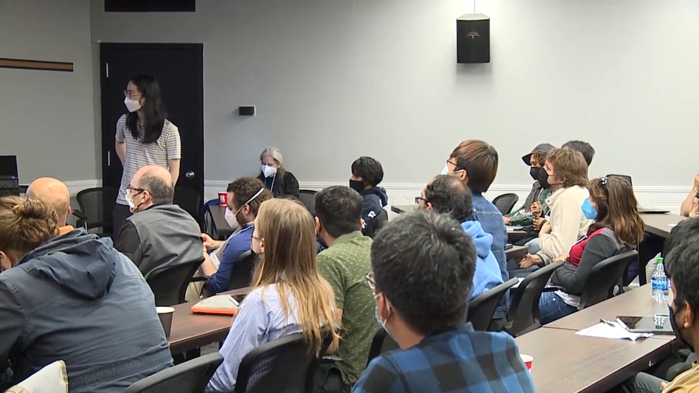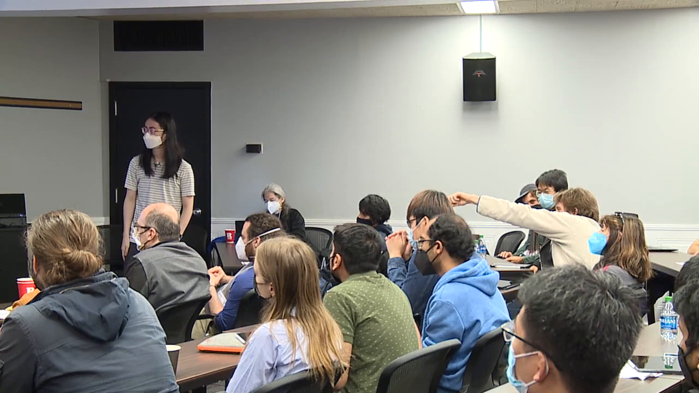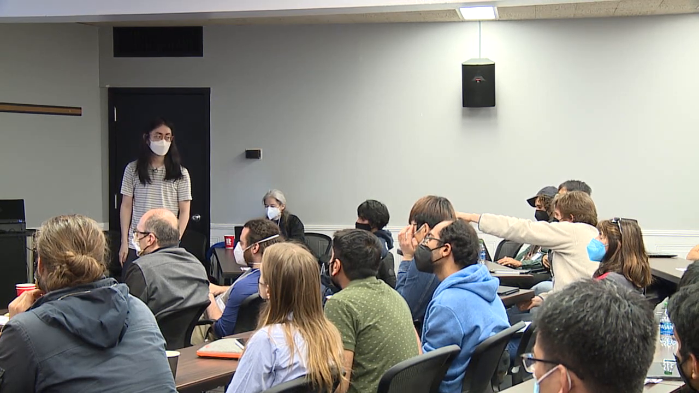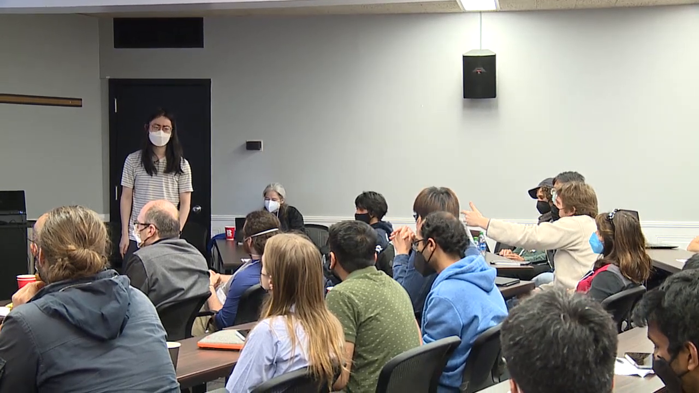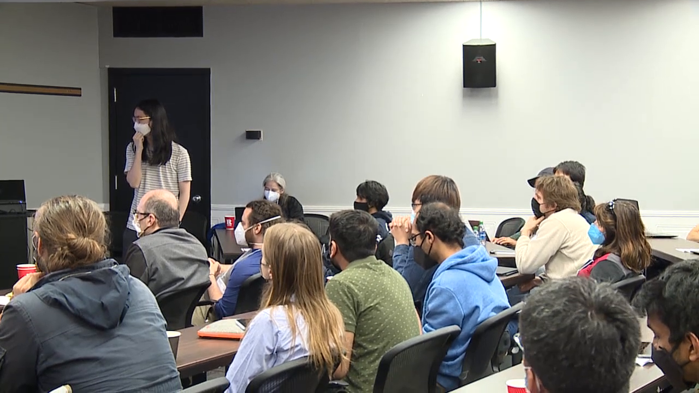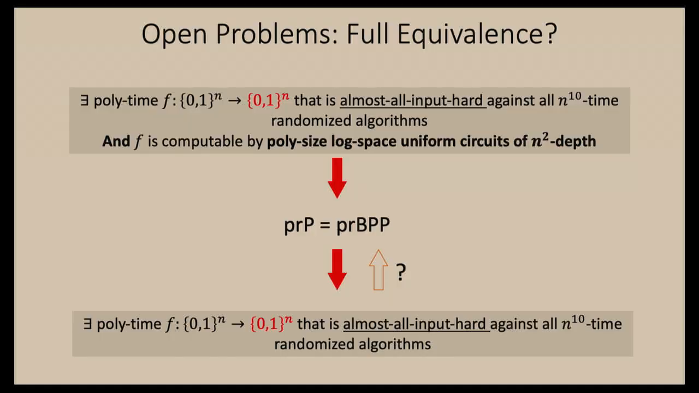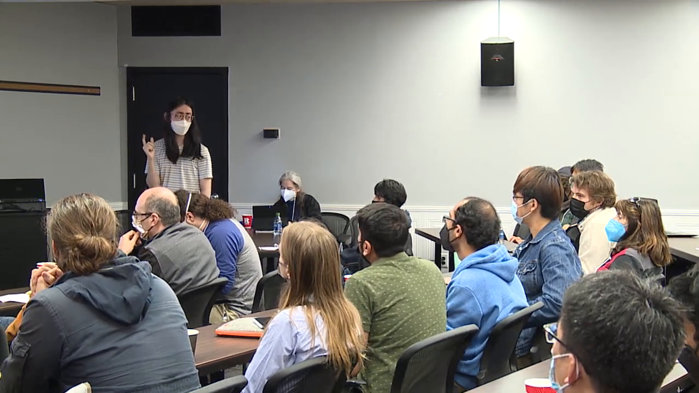You may be able to do that, but I don't think you can get all the way to the bottom. If the bottom is equivalent to promise P equals promise BPP, then that implies the bottom thing for all constants, not just n to the 10, right? Yes. So if there was the equivalence, a lower bound against n to the 10 would imply a lower bound against arbitrarily large time bounds, right? Let me think about it. Yes, I think so. But that separately is not known. That's a good question. I'm not sure, I probably need to think about it.